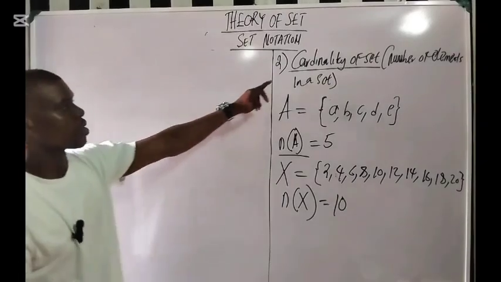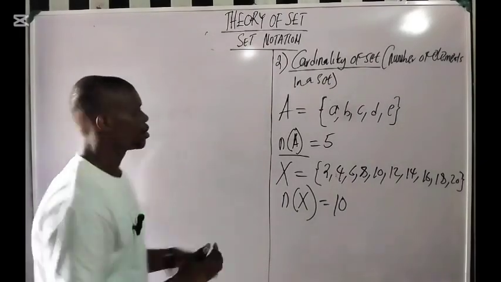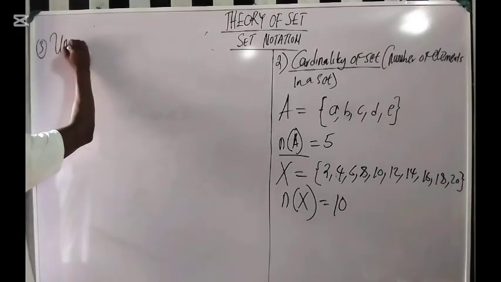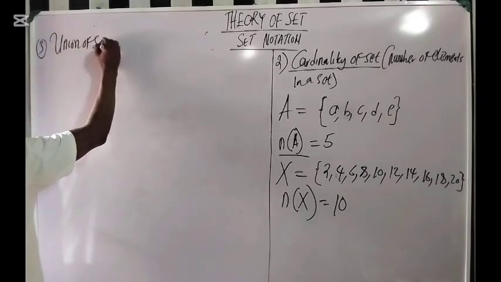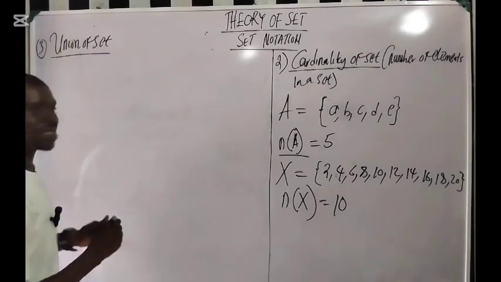So now we are done with cardinality of a set. The next thing we want to look at is the union of sets, the union. Number 3, union of sets. Now, what is the symbol of this one?